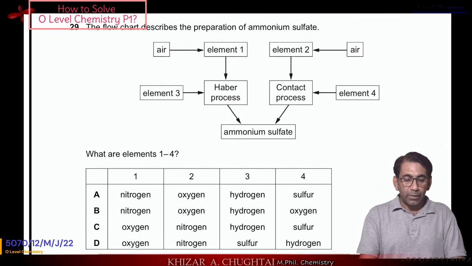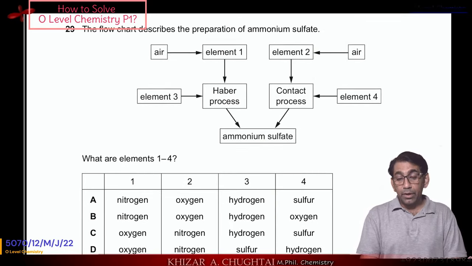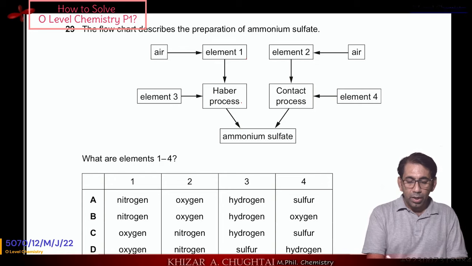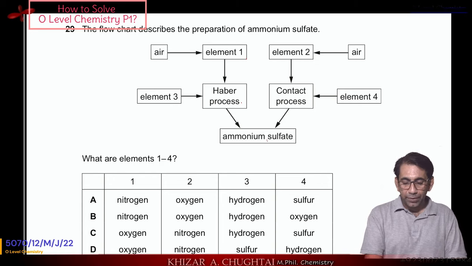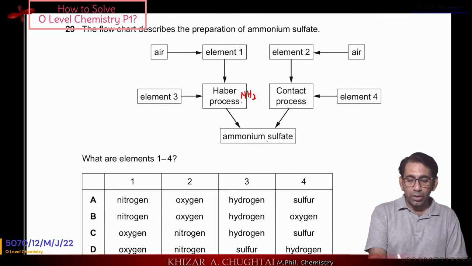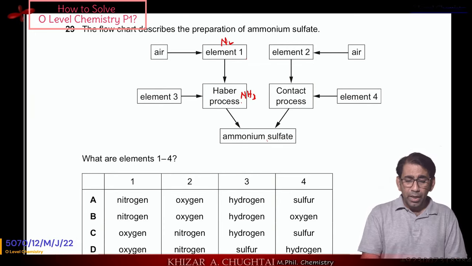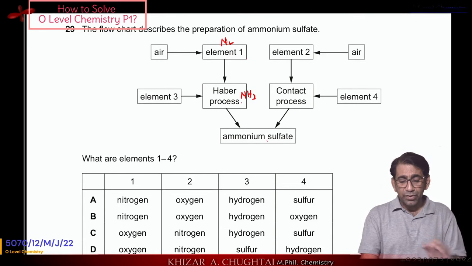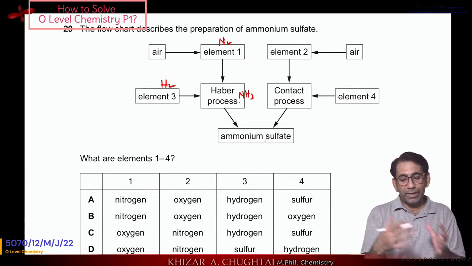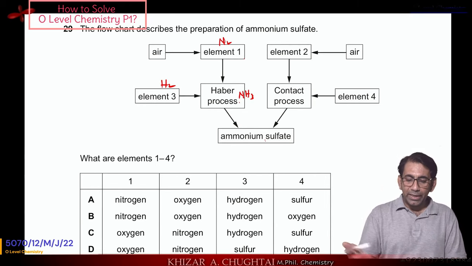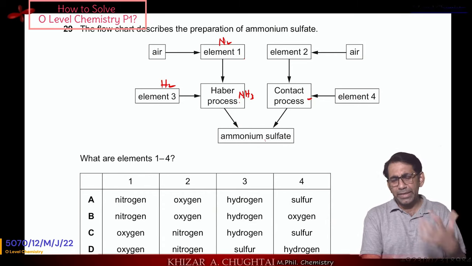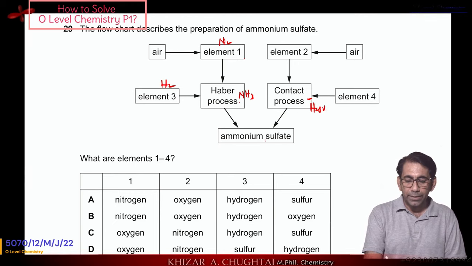Question number 29. The flow chart describes the preparation of ammonium sulfate. Air, element 1, Haber process, element 3, and here is the ammonium sulfate. In the Haber process, you are supposed to synthesize NH3. From air, we take nitrogen after the fractional distillation of air. Element 3 is hydrogen, taken from the cracking of hydrocarbons. Coming towards the right-hand side, air, element 2. Here is the contact process, which is basically the synthesis of sulfuric acid.